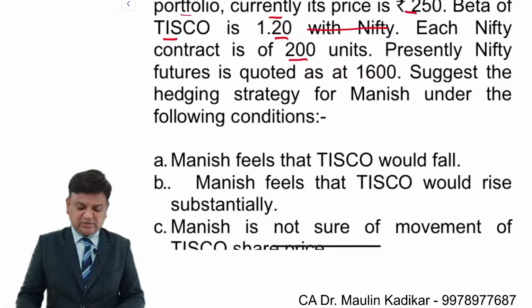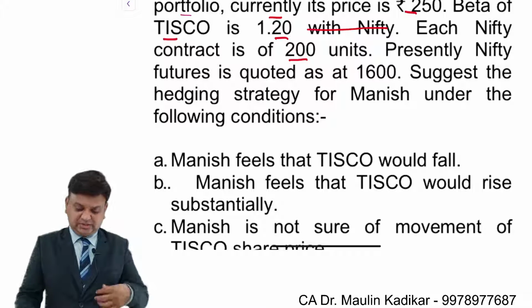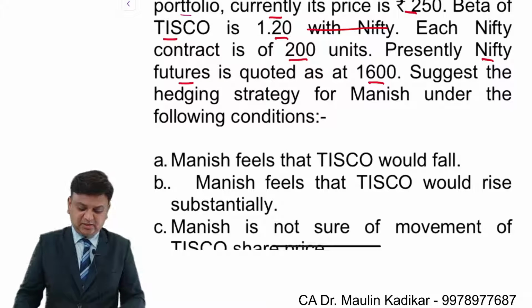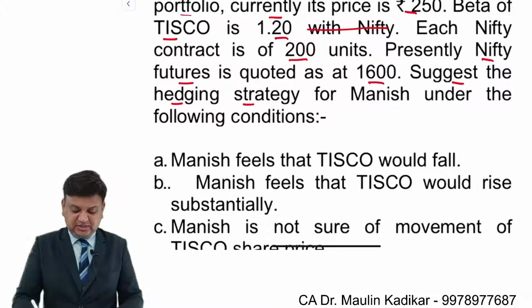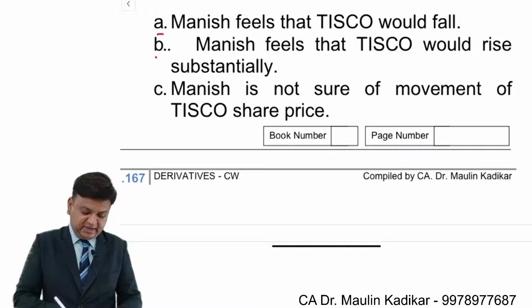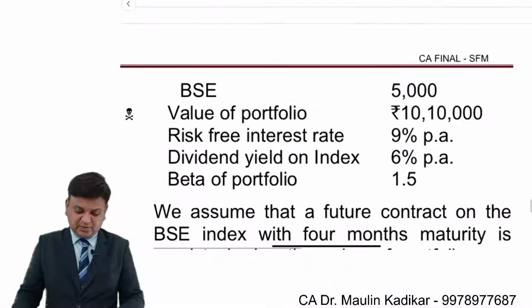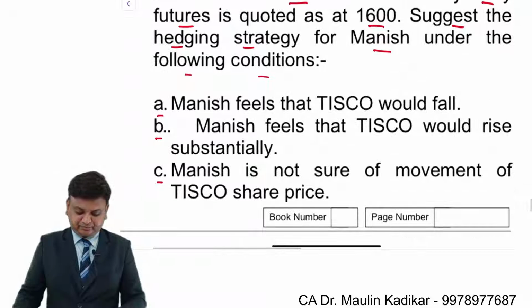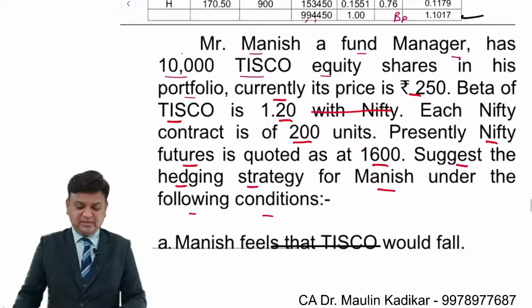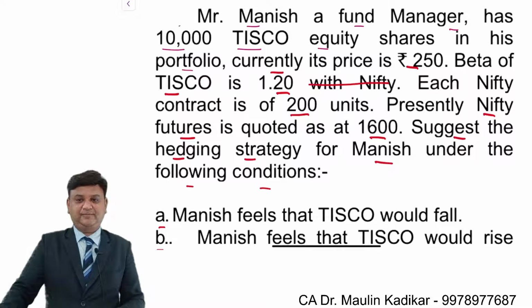Each Nifty contract is of 200 units, that is the lot size. Presently the Nifty is quoted at 1600. The spot index value is given to us in the question. Suggest a hedging strategy for Mr. Manish under the following conditions A, B and C. So there are 3 questions provided to us over here. I want you to tell me the answer of all 3 of them, say in the chat box.